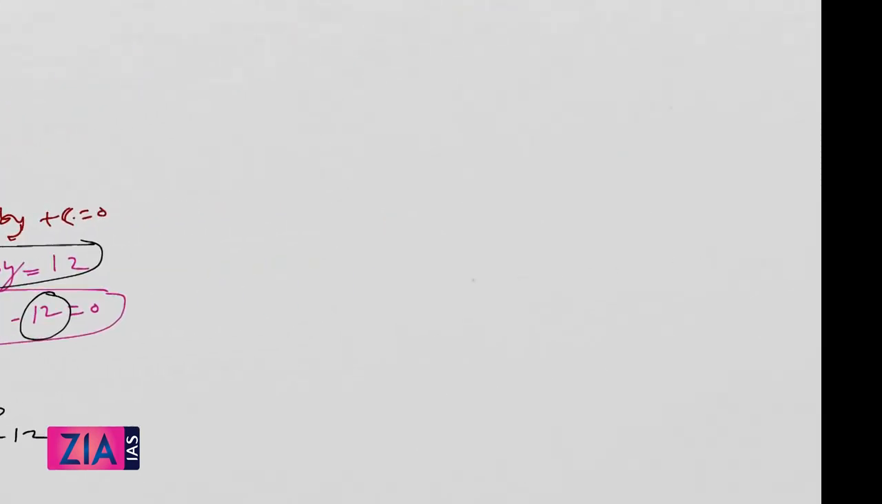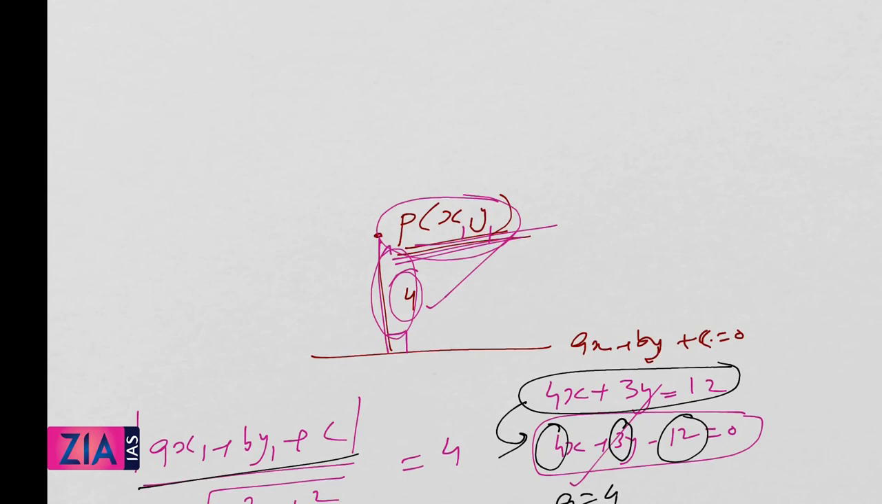So let's substitute. Now assume that your x1 and y1 are alpha and beta, or you can keep it as x1, y1 itself, not a problem. Just assume alpha and beta. In this question, one more piece of information was given to us: this point is lying on the x-axis. That was also given.